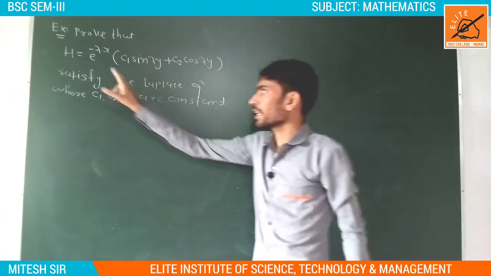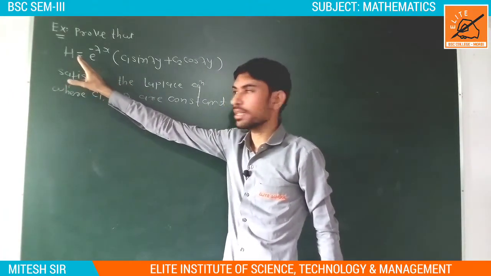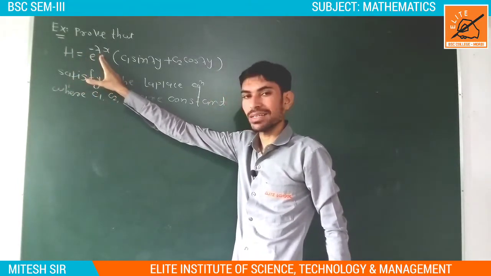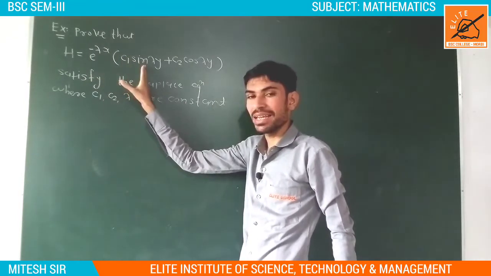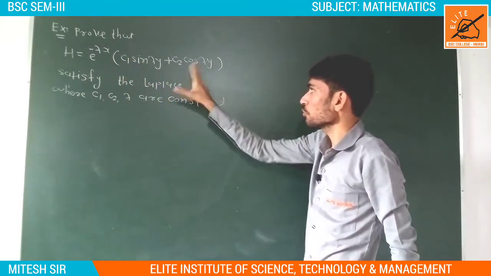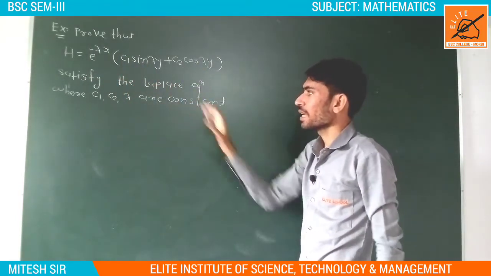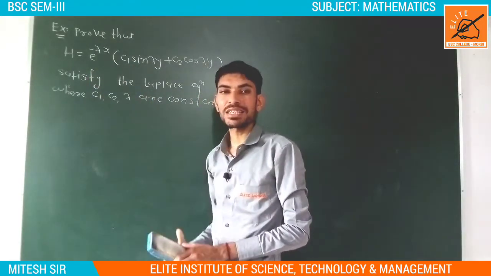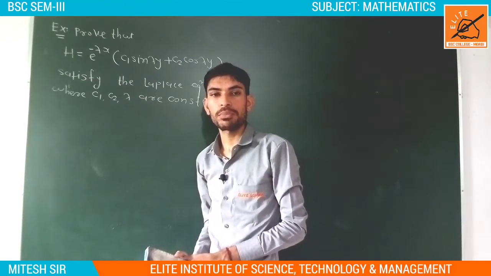Question is prove that capital H is equal to, here we are given the scalar function in the form of H. Capital H is equal to e raised to minus lambda x into c1 sin lambda y plus c2 cos lambda y satisfies the Laplace equation. That means we have to prove that our scalar function satisfies the Laplace equation.